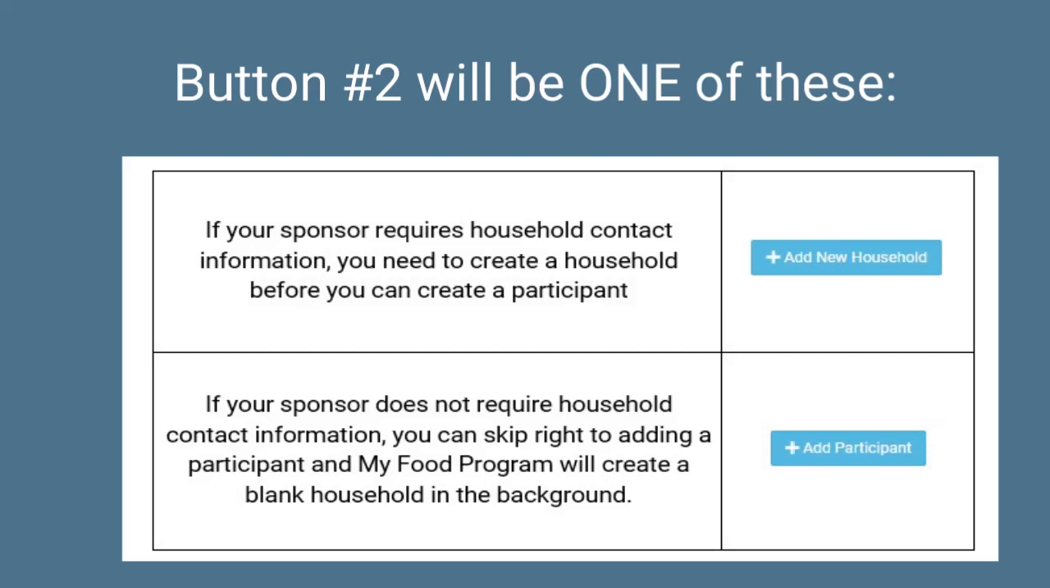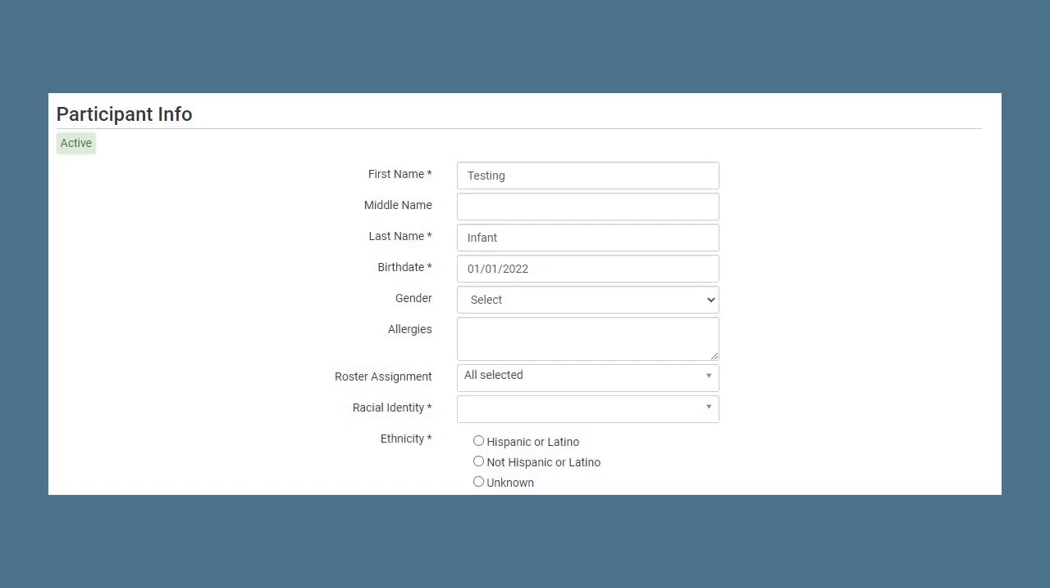If your sponsor does not require household contact information to be added in My Food program, you will see a button that says Add Participant. When you click on this button, you will go straight to the participant info screen and My Food program will automatically create a blank household. On the participant screen, you will see many fields. Let's go through them one by one.